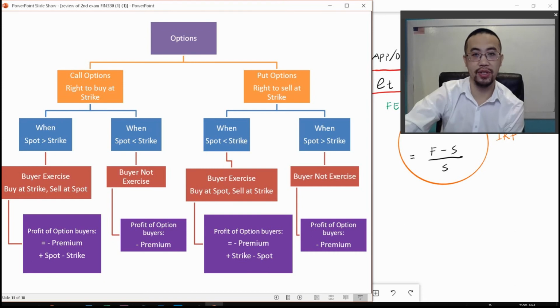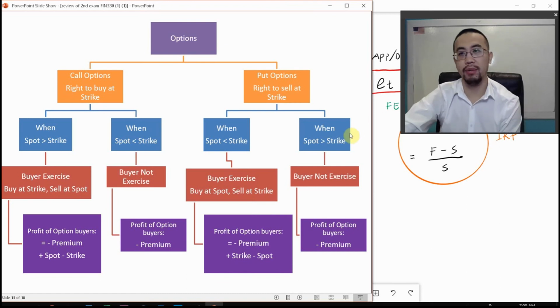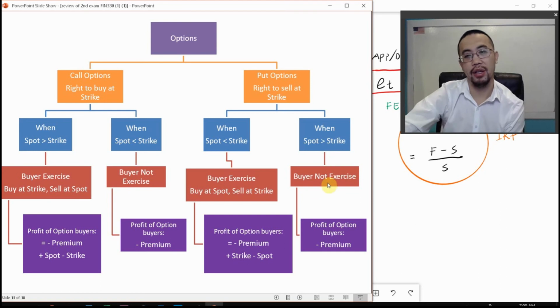It's giving the right to sell at a strike, and then simultaneously to buy at spot to clear your position. And then you are making the profit of strike minus spot, and also you are paying the premium. If the spot rate is getting too high, that's the bad news for the put option buyers, and then you do not exercise the put option. You just let it expire.